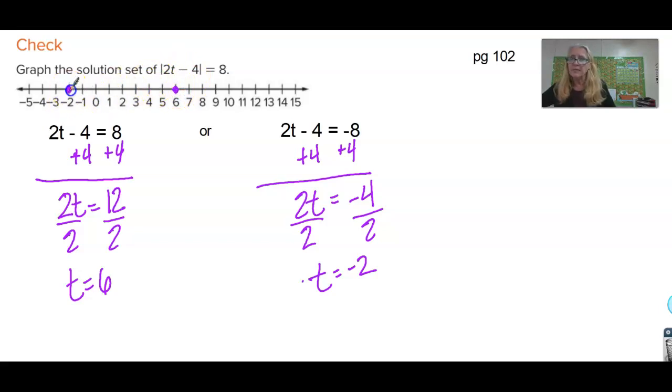We mark 6 and negative 2 on the number line, and that's how you graph your solution. Okay? Now, you want to write the solution set. The solution set is negative 2, 6. I always start with the smaller number.